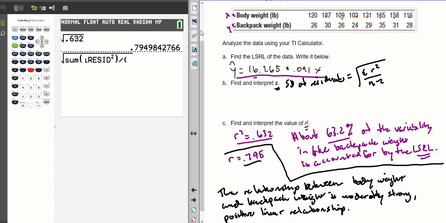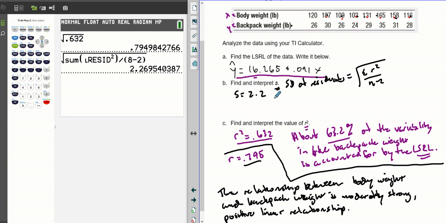Our n value here is 1, 2, 3, 4, 5, 6, 7, 8. So we have 8 total values, minus how many variables we have? Well, we have 2 variables. Boom, right there. And I believe that's all. When we press enter, we found our S value to equal 2.27. And so what does this 2.27 mean?